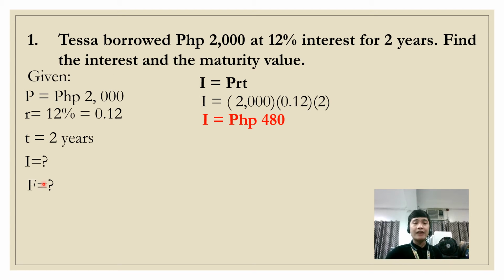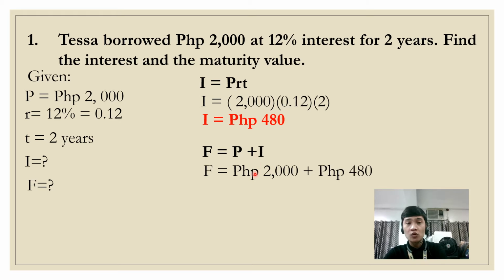The next thing that we need to answer is the maturity value or the future value. Considering the interest, magkano lahat ang ibabalik ni Tessa? So, a while ago, our formula in getting the future value or the maturity value, that is F equals P plus I. So, in other words, we are just simply going to add the principal, which is 2,000 pesos, with our interest, which is 480 pesos. Yan yung na-compute natin kanina. So, simplifying this further, our future value or maturity value now is 2,480 pesos.